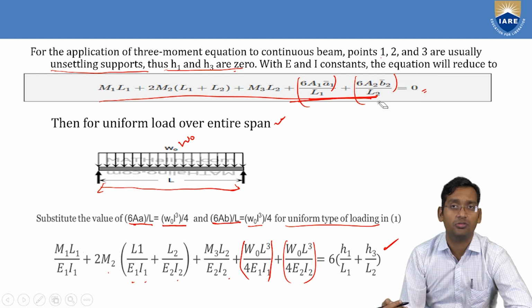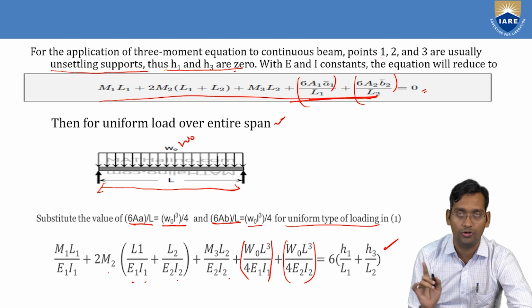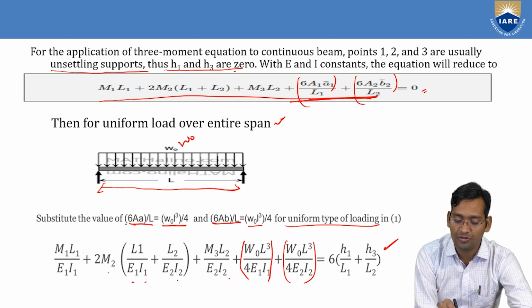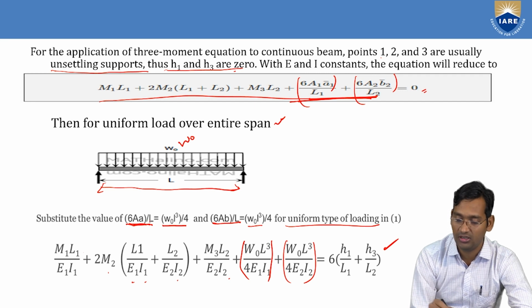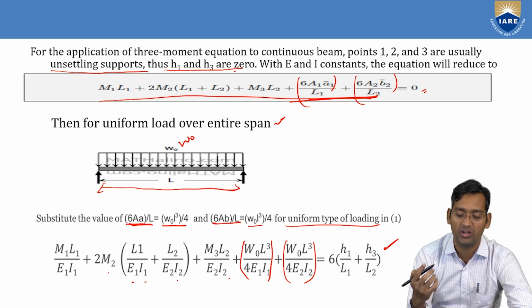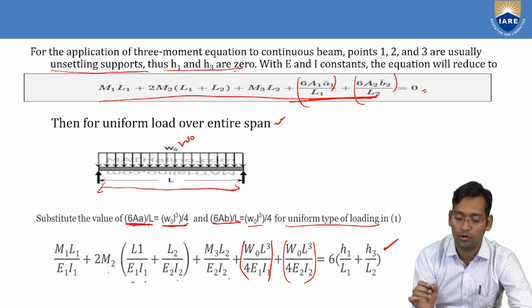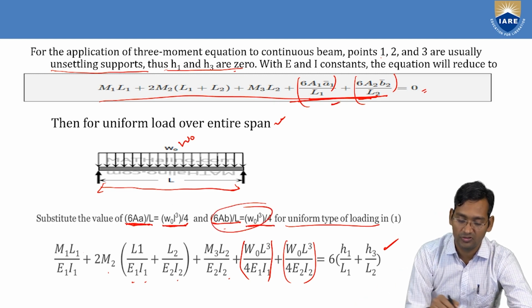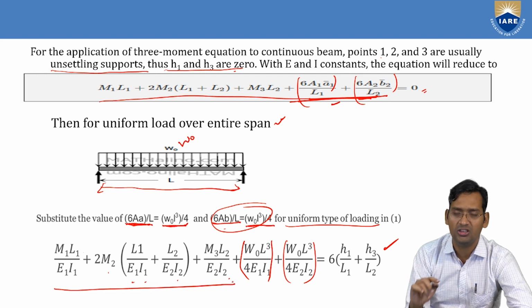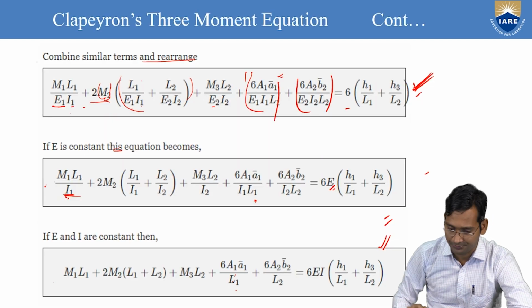Now come to the question. The question was for a uniformly distributed load. So from the table, the value of 6A1 x1 bar by L1 is here, because we divided it into 2, that's why it's 2. So that is given as W0 L cubed by 4, and 6A2 x2 bar by L2 is given as W0 L cubed by 4. Right? Just substitute these two values here. After substituting in the previous equation, that first equation is here.